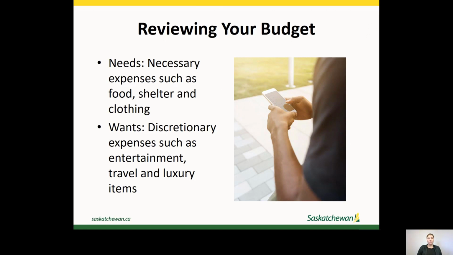Often, things do not fit perfectly into one category or another. For instance, you might consider your cell phone a need, but a cell phone plan with unlimited calling, texting, and data might be a want. When reviewing and adjusting your budget, make sure you have enough money to spend on the things you need first. Whatever money is left over can be put towards things you want, paying down debt, and saving for emergencies.